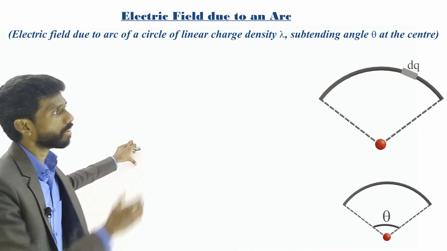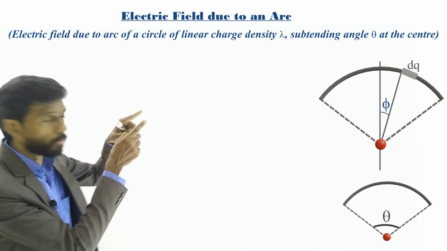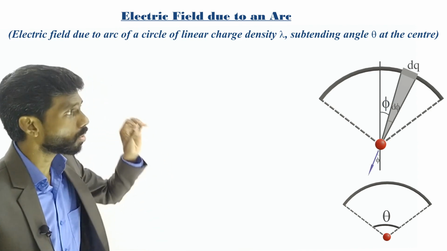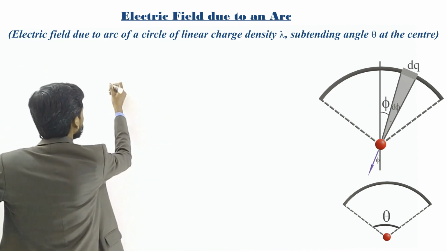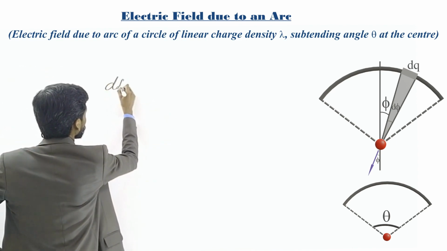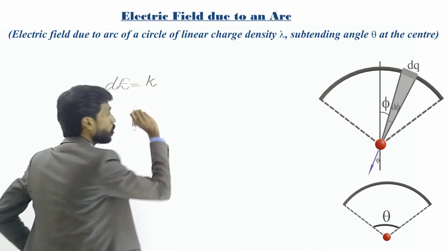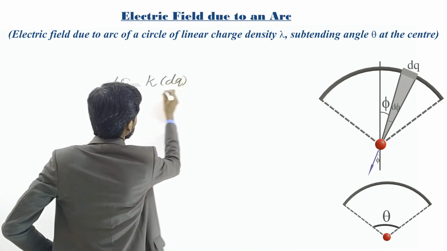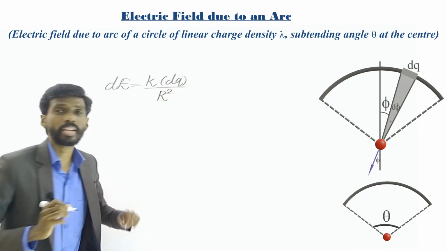So dq. Now let's take this angle with the vertical to be phi, and this small portion of the arc subtends angle say d phi. Now let us find the electric field due to this small portion having charge dq. That is denoted by dE. So that equals k times the charge dq divided by the distance squared. That distance is r only, the radius, so radius squared.